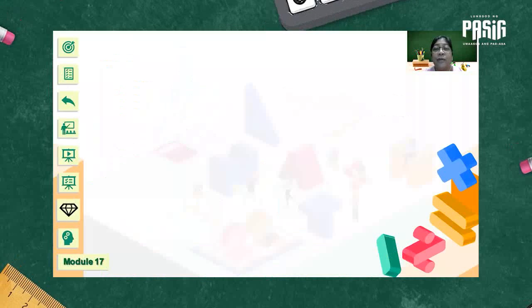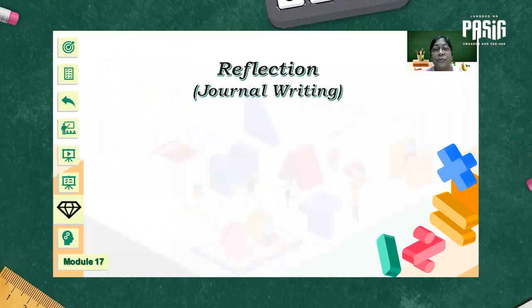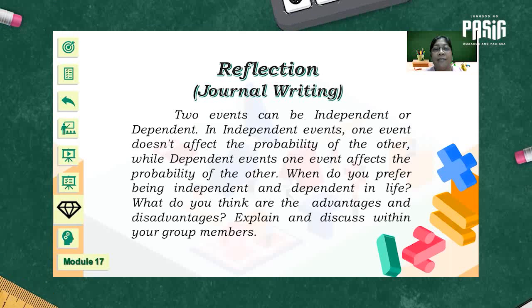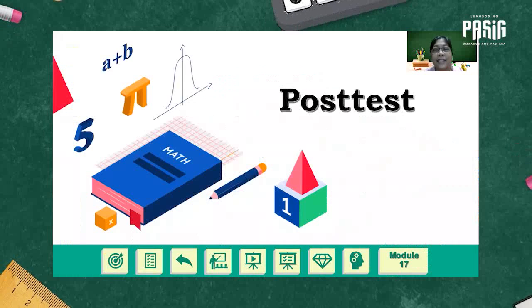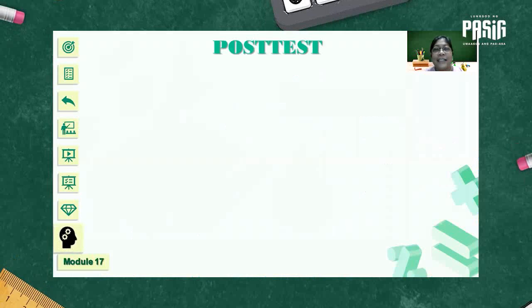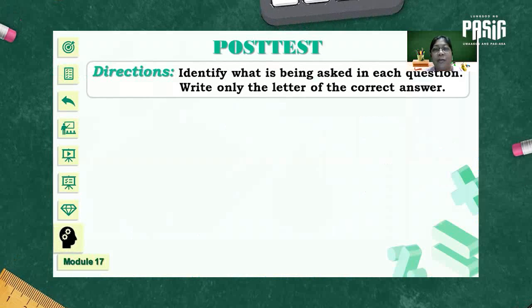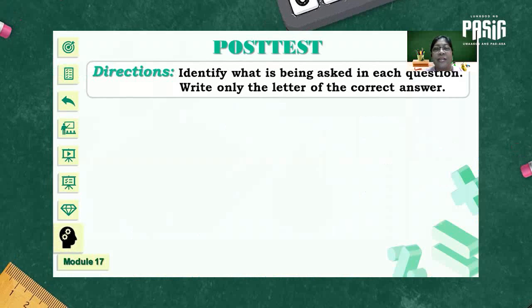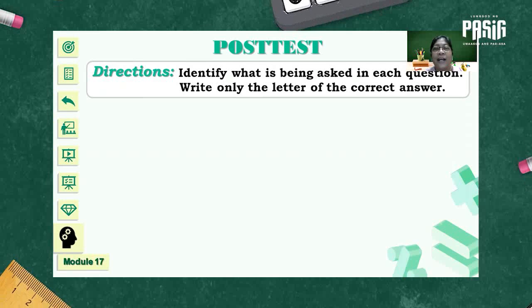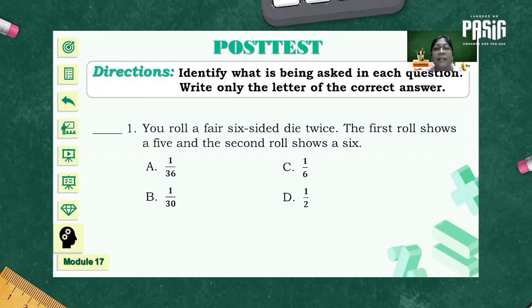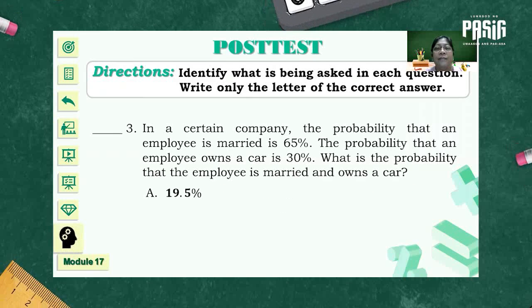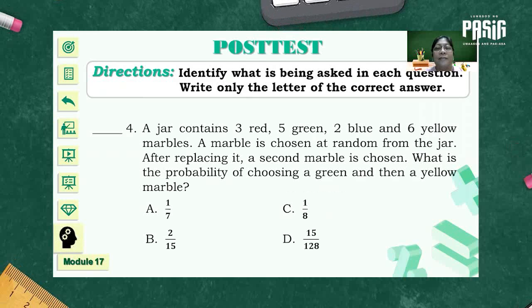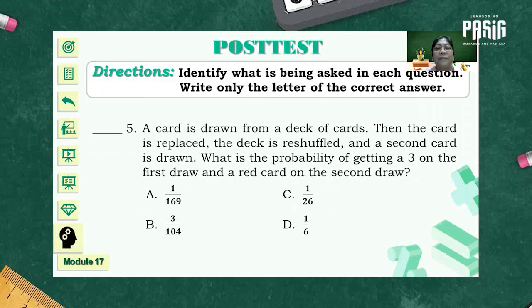For our valuing, I want you to, in your journal, reflect on the following. It's time for your post test. I want you to identify what is being asked in each question and write only the letter of the correct answer. Number 1, 2, 3, 4, 5.